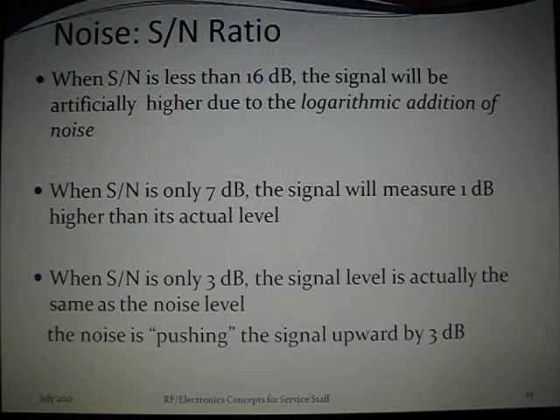This effect is called the logarithmic addition of noise. For example, if the signal-to-noise is only 10 dB, the signal will measure 1 dB higher than its actual level. When the signal-to-noise ratio is only 3 dB, the signal level is actually at the same level as the noise. The noise is actually pushing the signal upward by 3 dB artificially, making it appear to be above the noise floor. This is something to bear in mind when measuring signals that are very close to the noise floor.